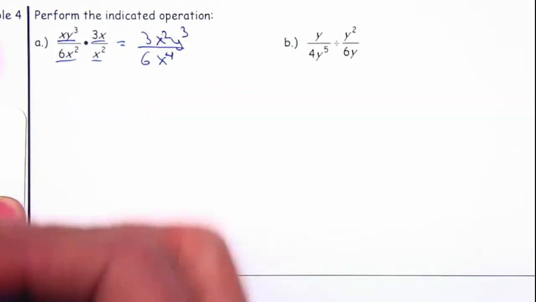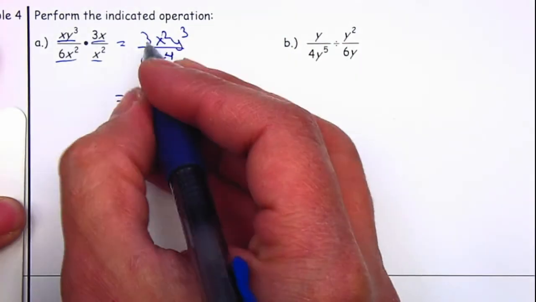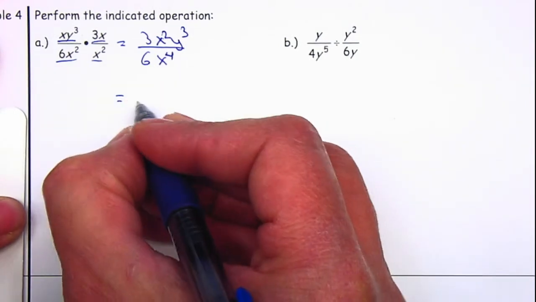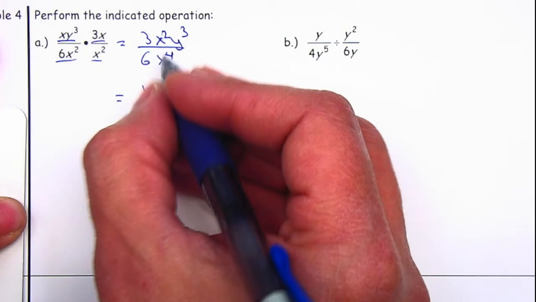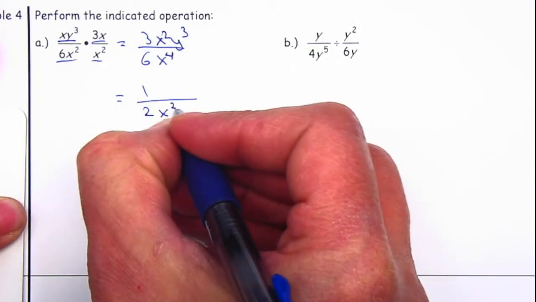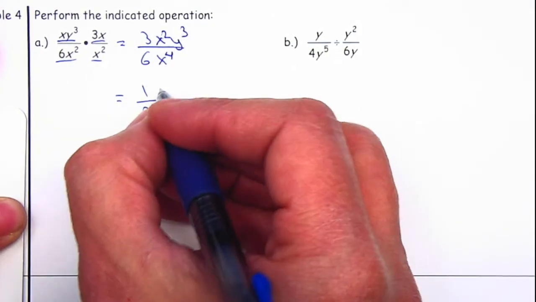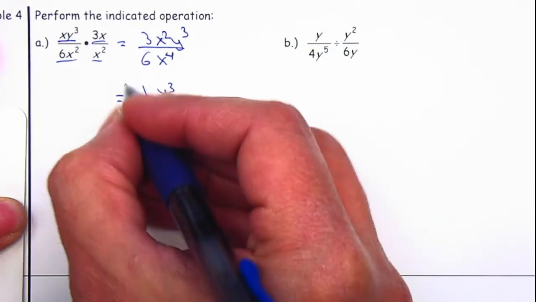Now we can simplify. Let's reduce our fraction. One number divides 3 that also divides 6. Let's divide by 3, so it gives me 1/2. How many x's cancel? 2. So I end up with x squared on the bottom. And we just have y to the third.